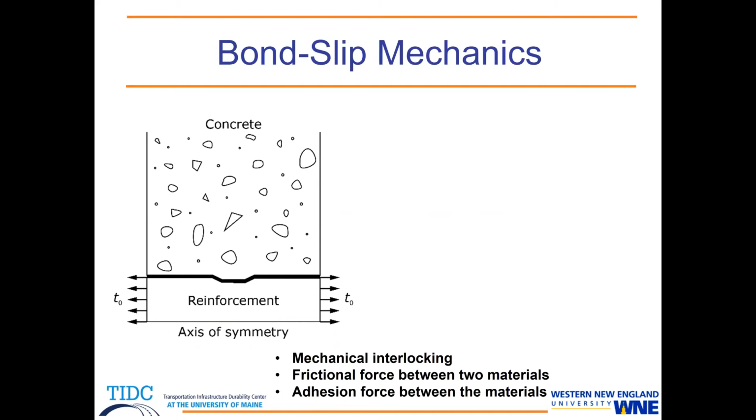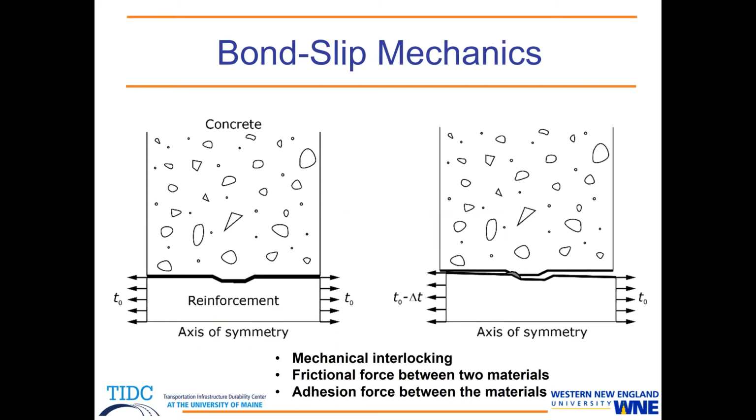So this failure type is focusing on bond slip mechanisms. So traditionally, bond slip mechanism can be explained by three mechanisms. The first one is adhesion between the concrete and the steel. The second one is frictional force between these two components. And third one is mechanical interlocking due to the indentations.